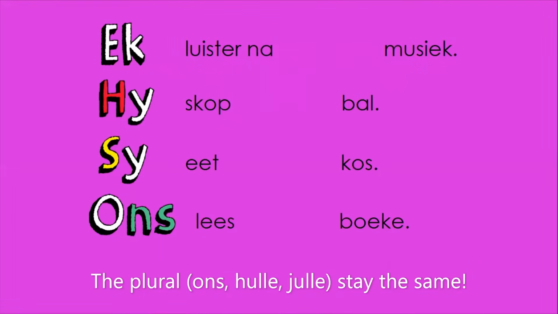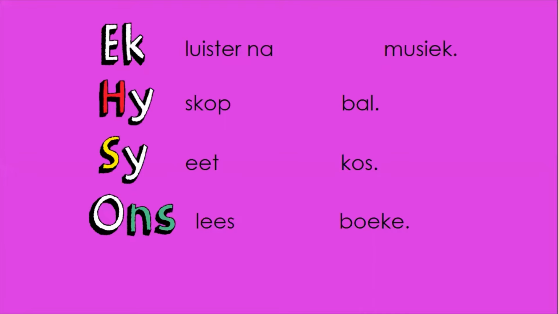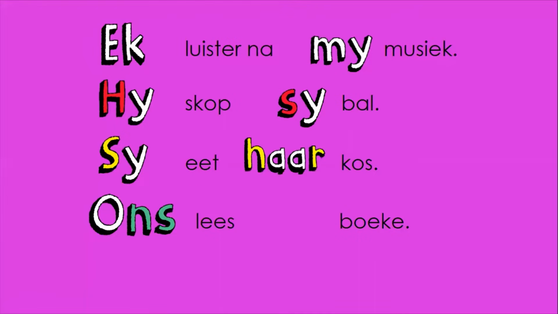Now, the subject is always in the beginning, but now we have the object. So this voornaamwoord as an object will be in the object part of the sentence with stompie, and also always in front of another object. So, ek luister na my musiek. Hy skop sy bal. Sy eet haar kos en ons lees ons boeke. Please note, ons is plural, so our object here will also be plural.